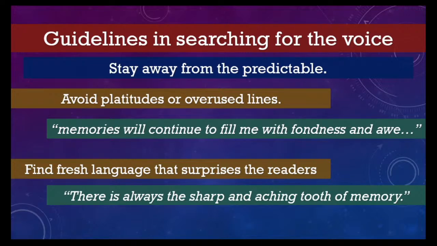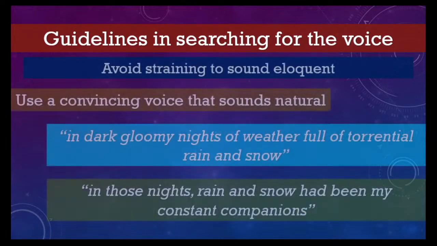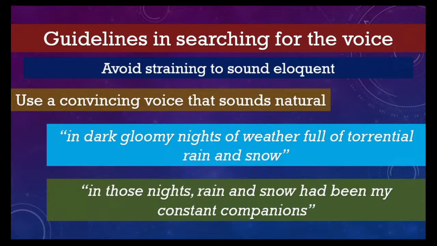Like, if you're going to write about the happiest and also the loneliest memory you have, labeling this memory as only the happiest would leave that memory predictable. Third, use a convincing voice that sounds natural. Instead of saying this line, in the dark, gloomy nights of weather full of torrential rains and snow, which is not really the natural way that a person will describe whatever he's experiencing, all right?